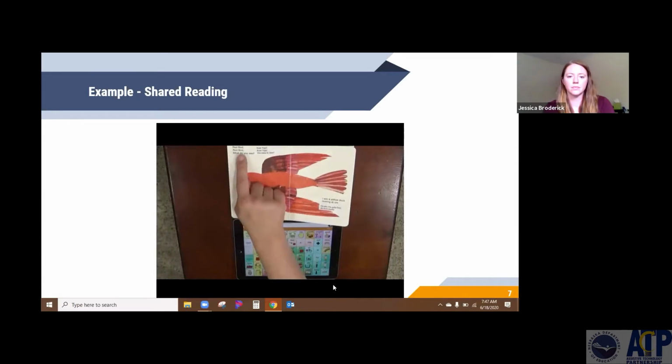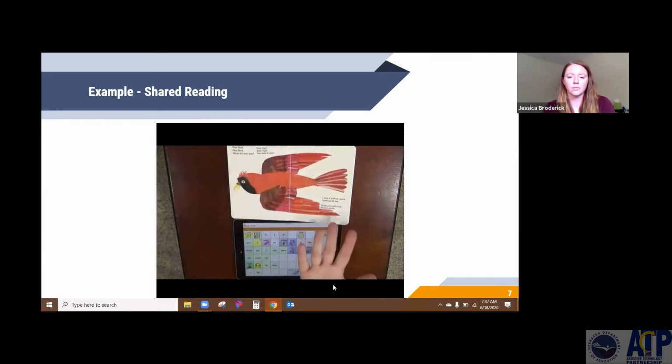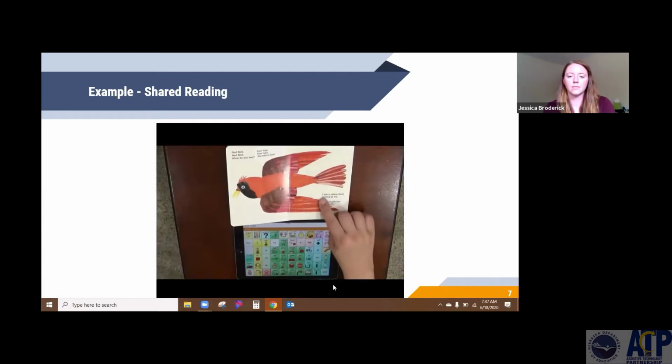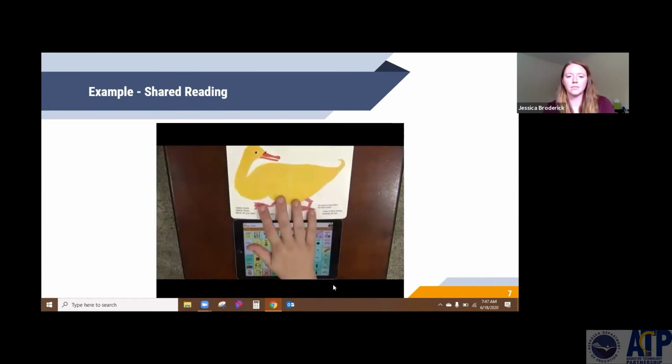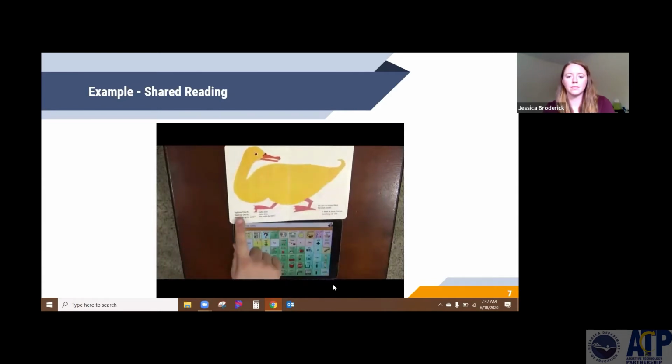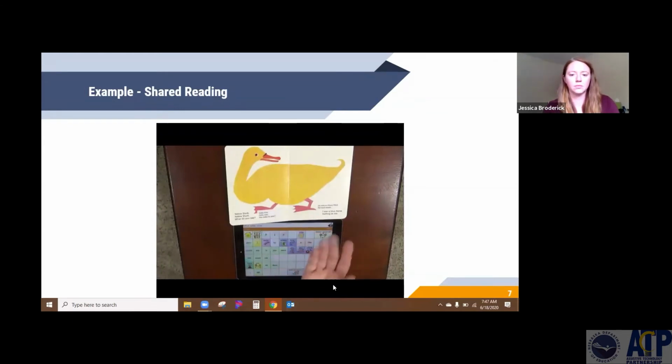Red bird, what? What do you see? What's a red bird gonna see? It says, I see a yellow duck looking at me. Yellow duck, yellow duck. What? What do you see?